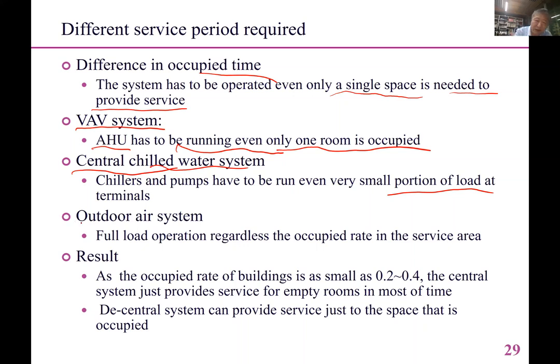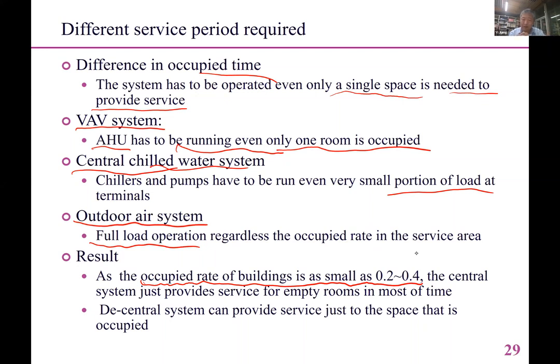Then you see the outdoor air system. Normally, whether in the US, in China, or anywhere in the world, the outdoor air system of central air conditioning always operates at full load, regardless of how many people inside are being served. Then what is the result? Normally the occupancy rate of buildings is as low as 20 to 40%.